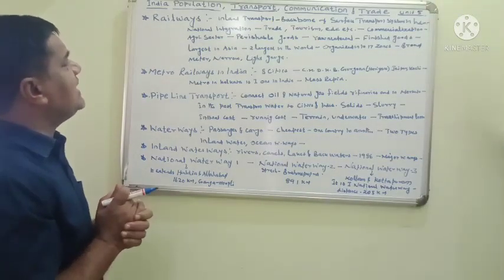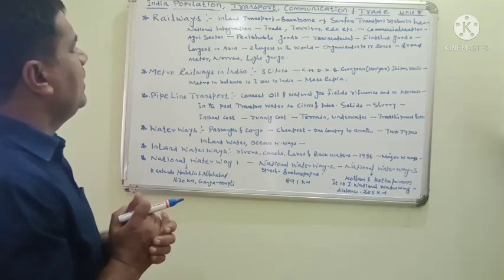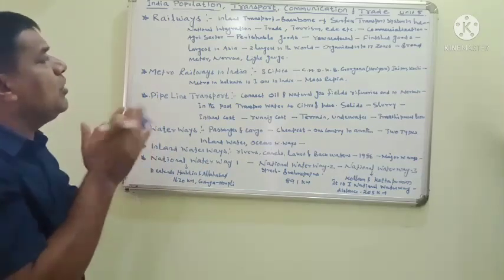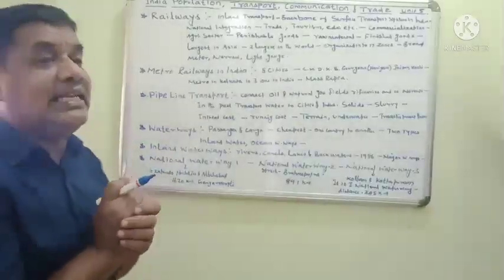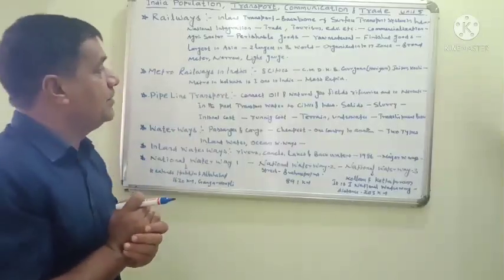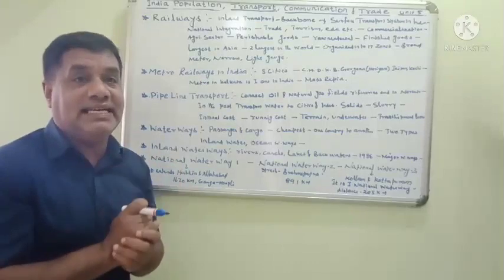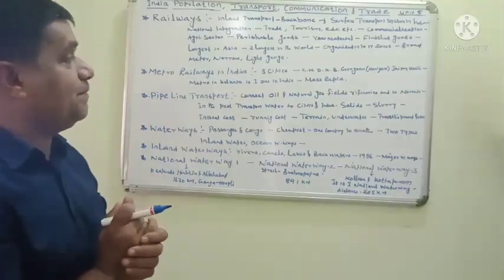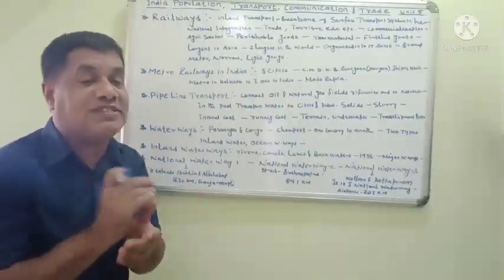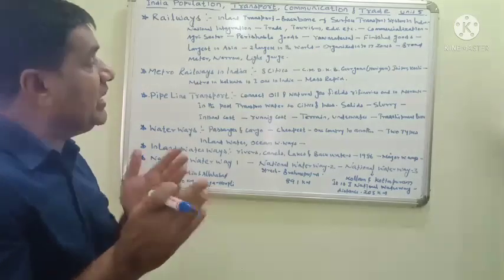The metro in Kolkata is the first metro railway system in India. It is one of the most rapid metro railway systems. Most rapid. Rapid means very fast.